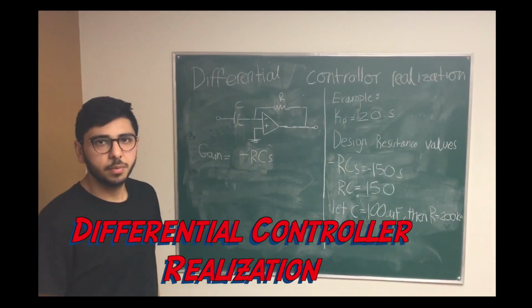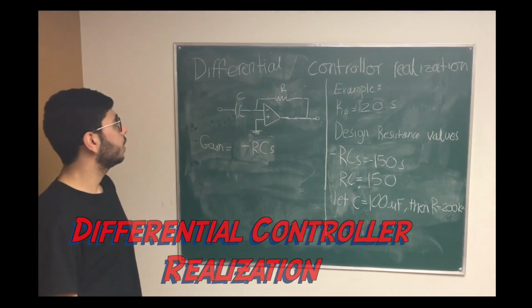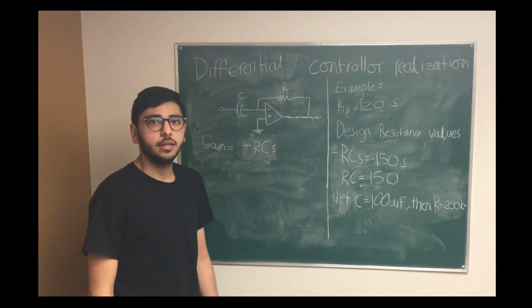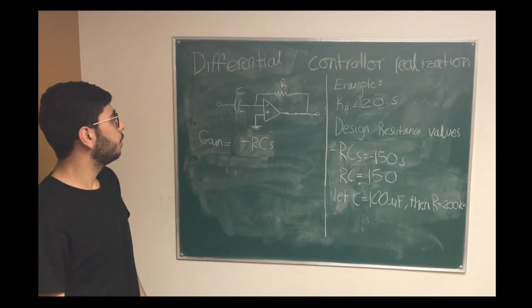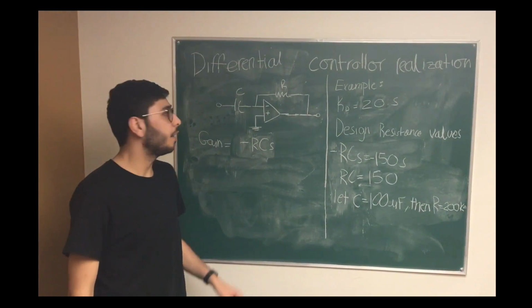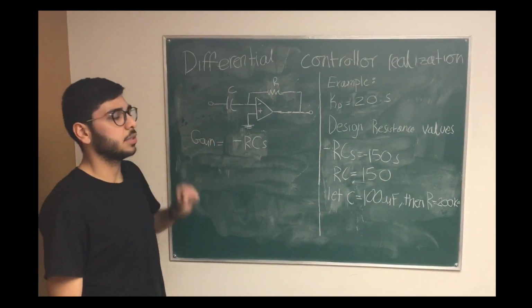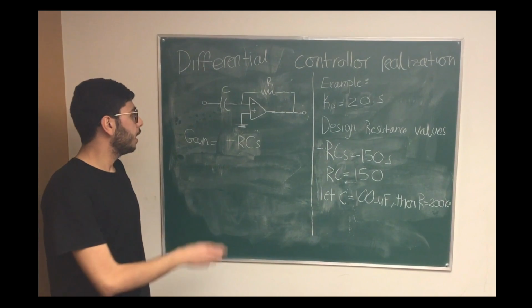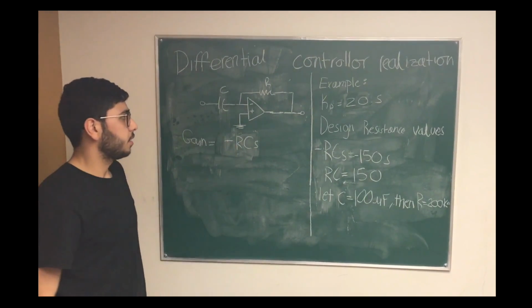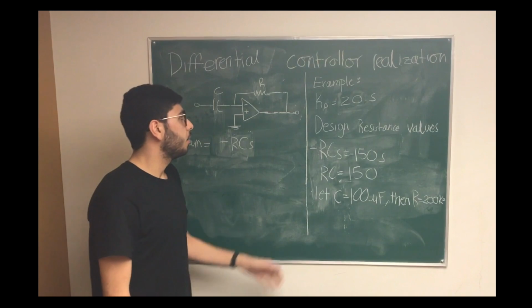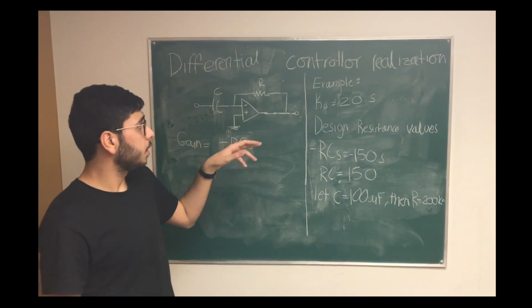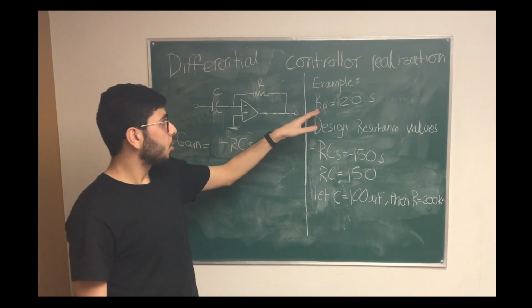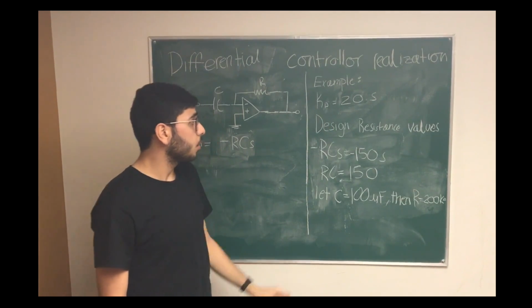So for the last part of the PID controller, we're going to be designing the differential controller. And we're going to be using the same inverting op-amp, but this time we're going to have the capacitor value on this side while the resistance up there. And using this setup gives us this gain formula, negative RC S. So we're going to use another example this time. It's going to be the differential controller, which is going to be 20S, and we're going to design the value.